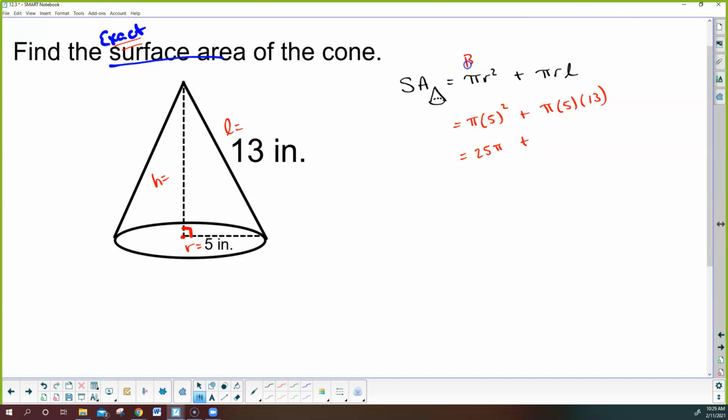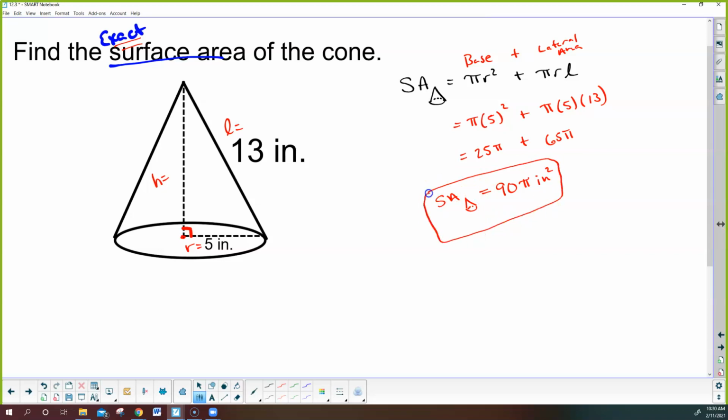Now notice, this is the area of the base, right? So I know that this circle has an area of 25 pi. And then the lateral area, which we've always called the area of the faces. In this case, it's not a technical face because it's a curved shape, but our lateral area is 5 times 13, or 65 pi. So the lateral area plus the area of the base is what gives me the total surface area. And if I add that together, I get 90 pi inches squared as the surface area.